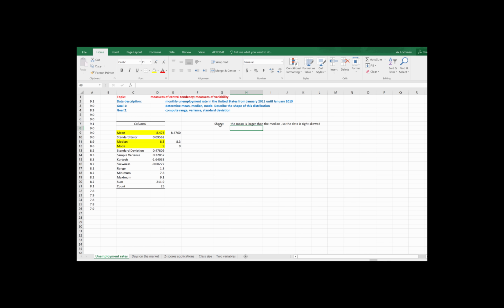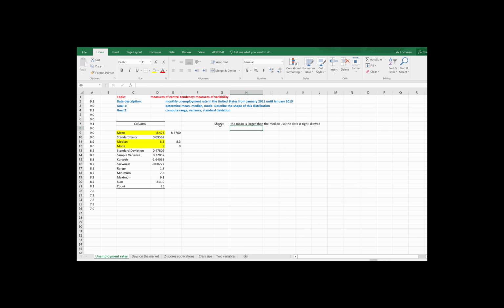So that gives us everything that we need to do for goal 1, determine mean, median, mode. We describe the shape of the distribution. We're good to go. So these are your measures of central tendency. Now let's talk about measures of variability. How spread out your data is. Okay, what's the range? How do your numbers differ from the mean? That's what measures of variability tell us.